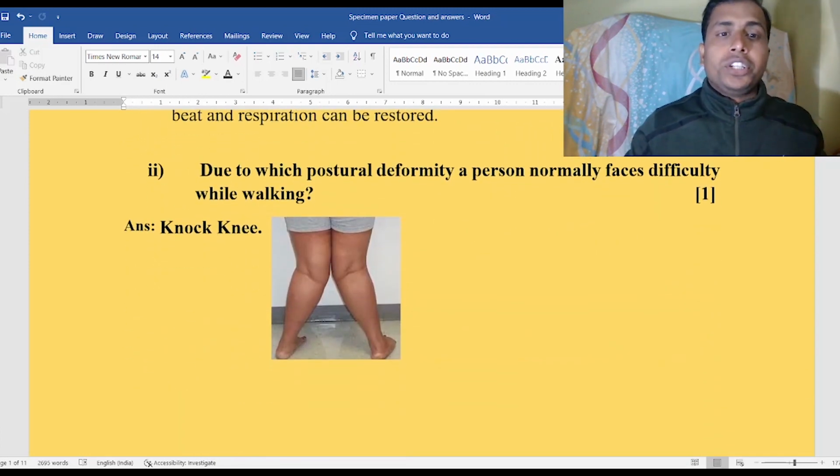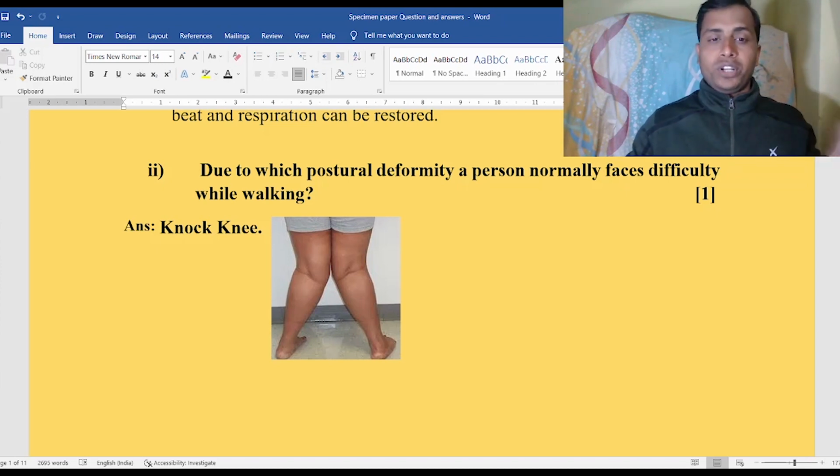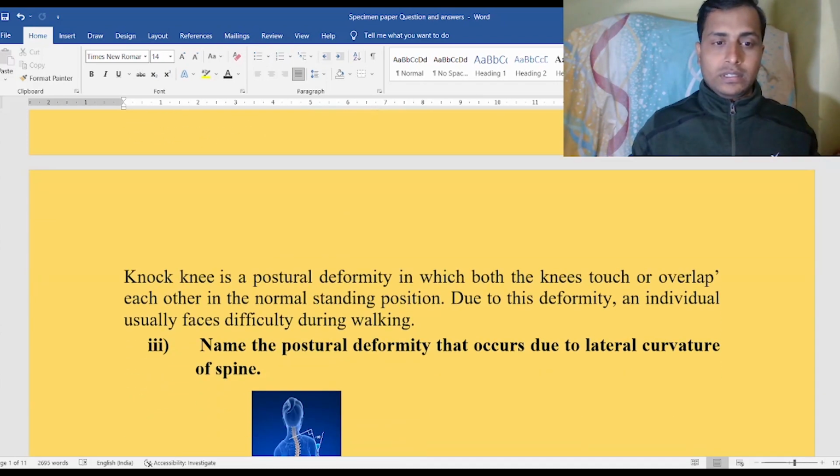Next question. Due to which postural deformity does a person normally face difficulty while walking? The answer is knock knee. As you can see, if somebody has knock knee, it is very difficult to walk forward. It is written that knock knee is a postural deformity in which both the knees touch or overlap each other in normal standing position. Due to this deformity, an individual usually faces difficulty during walking.